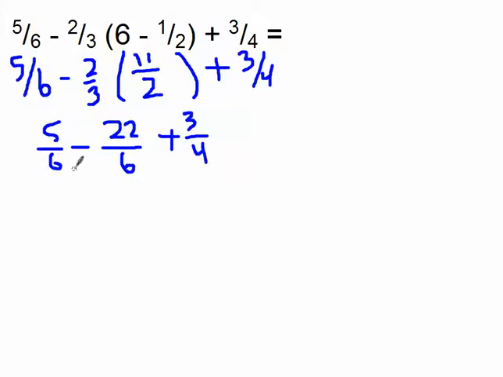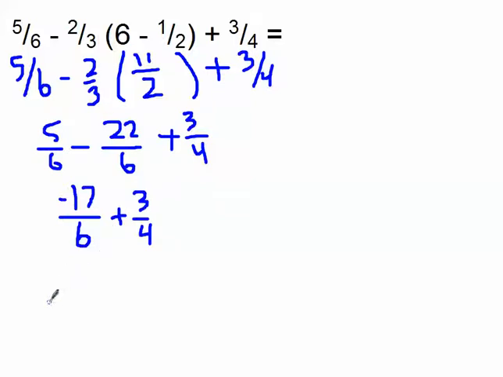I need common denominators. I'm already there. So I have 5 minus 22. Well, I know that's going to give me a negative 17. And I keep my denominators the same. Rewrite my problem. To add these, I need to think about, is there a number that both 6 and 4 go into to find that common denominator? The answer is 12.